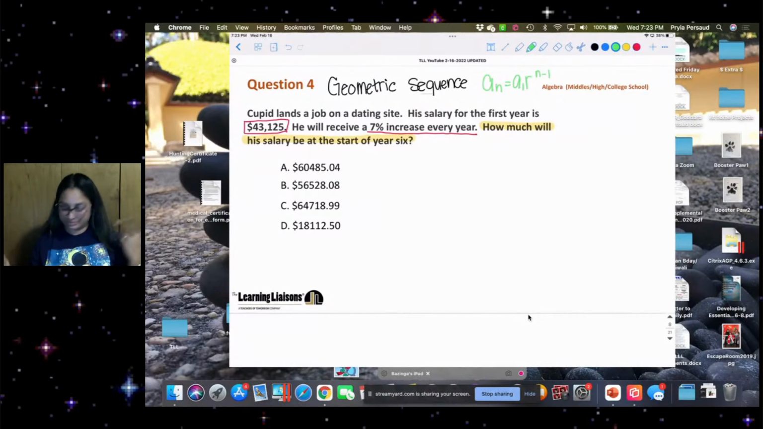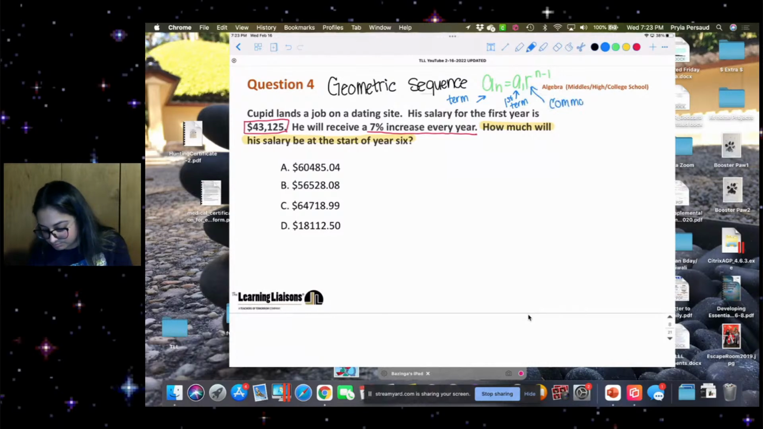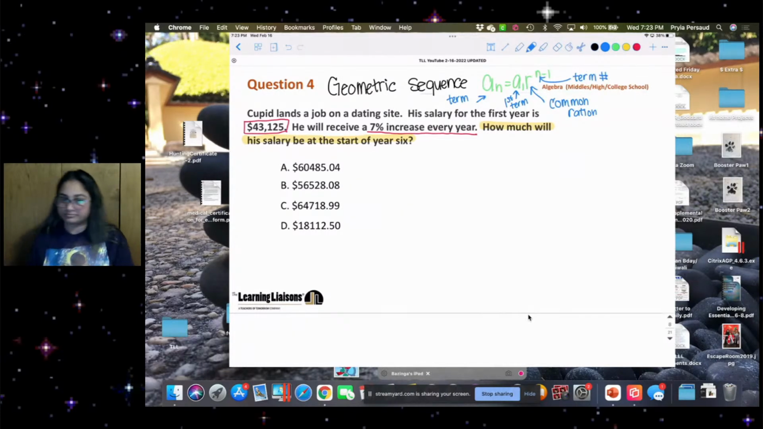Okay, well, what do all those things mean? a_n is the term that you're looking for. a_1 is the first term. r is your common ratio. And n, just like the beginning, is the term number. Okay, that doesn't seem so bad.